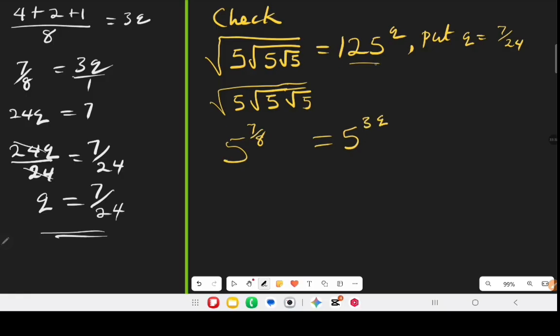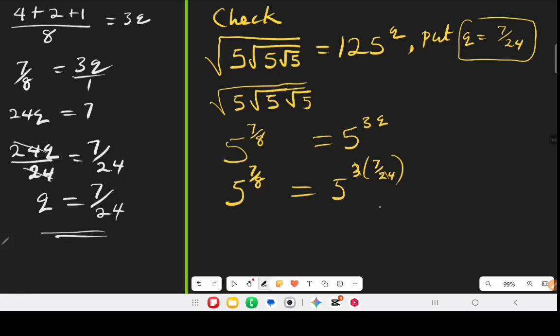When we express 125 in base 5, 5 raised to the power of 7 over 8 is equal to 5 raised to the power of 3q. When we put q equals 7 over 24, we have 3 times 7 over 24. 3 can cancel 24, gives us 8. Then we have 5 raised to the power of 7 over 8 is equal to 5 raised to the power of 7 over 8, because when we divide 24 by 3 it gives us 8. The left hand side is equal to the right hand side, meaning our answer is correct.